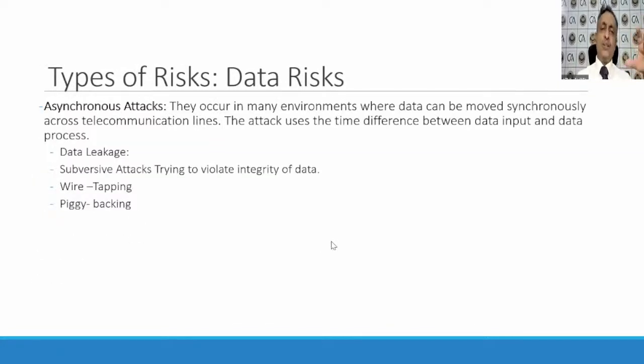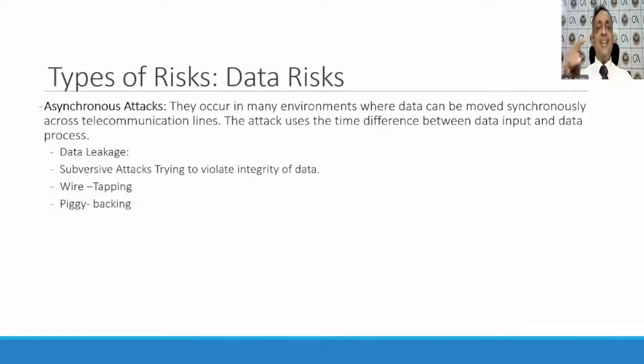Now, asynchronous. Before you go, we need to understand what exactly is asynchronous. They occur in many environments where data can be moved asynchronously across telecommunication lines. The attack uses the time difference between data input and data processing. So the speed at which data is being put in and the speed at which data is being processed, there could be a time gap. That time gap can be misused. Those attacks are called asynchronous attacks. It could be data leakage, stealing of data, or a subversive attack, that is trying to modify data during this delay.